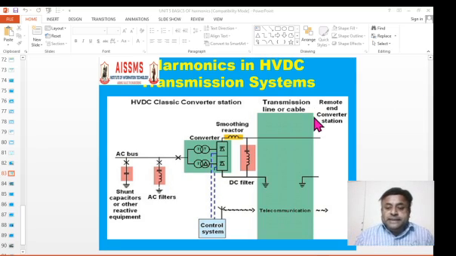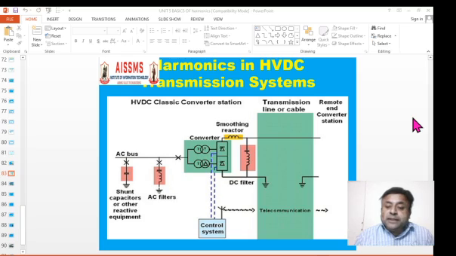Similarly, at the inverter end, at the other end, it is converting from DC to AC, and on both sides of the inverter, AC filters and DC filters are provided. So in this way, the HVDC system makes use of harmonic filters at both ends, AC as well as DC. In Maharashtra, the HVDC link exists as a bipolar link between Chandrapur and Padge.